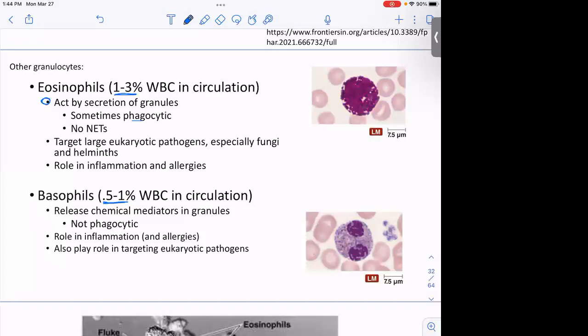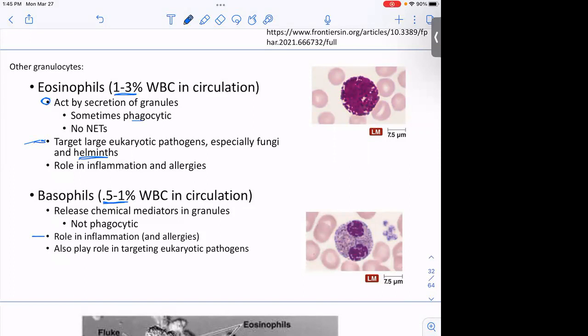And both are going to play this big role in targeting eukaryotic pathogens. Okay, so a eukaryotic pathogen might be some kind of helminth worm, like a tapeworm or a roundworm, something that's too big to be phagocytized for sure.